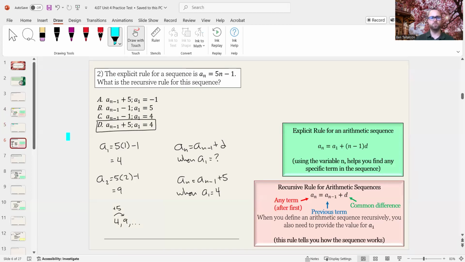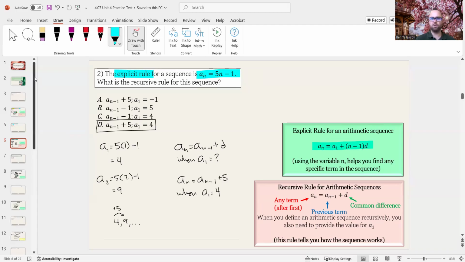Here we go. This is an arithmetic sequence. How do you know? Well, first and foremost, they told you this is the explicit rule right here. And that doesn't quite look like the explicit rule for an arithmetic sequence, does it? There should be a plus sign. There's no plus sign. There should be parentheses. There's no parentheses.